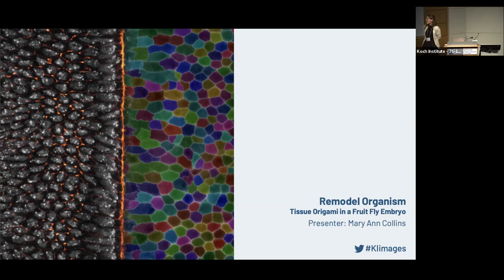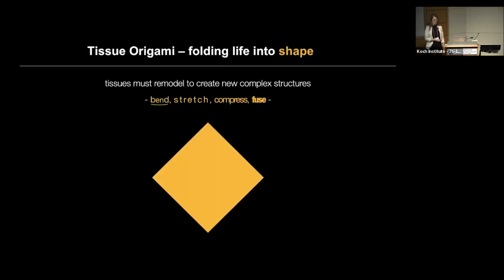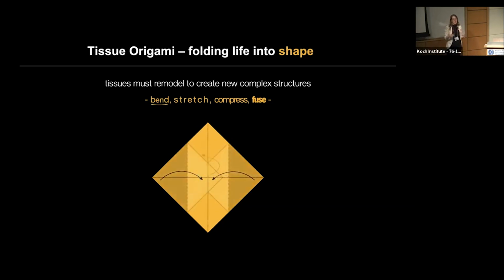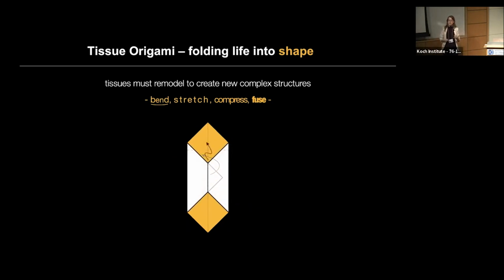My name is Mary Ann Collins, and I work in Martin Lab over in Building 68. In the Martin Lab, we're interested in the process of morphogenesis, or more simply put, how developing tissues form their shape. Now, you can think of this process as analogous to the art of paper folding, known as origami, which transforms a flat sheet of paper into different shapes through a series of precise folds.